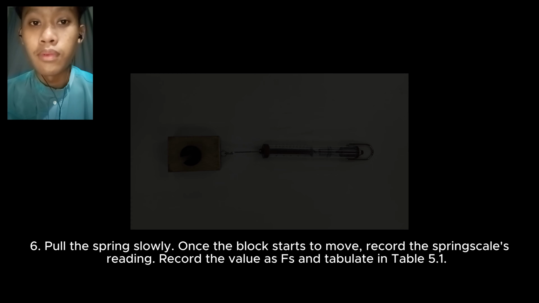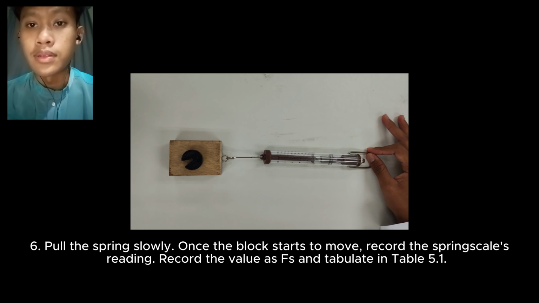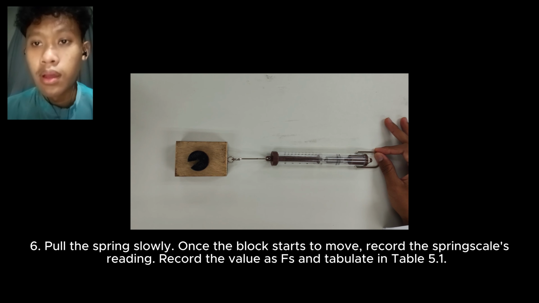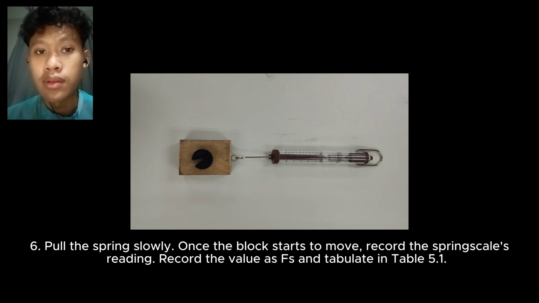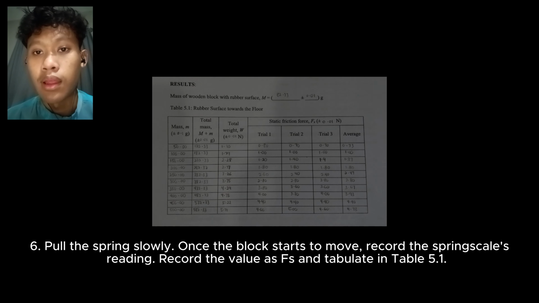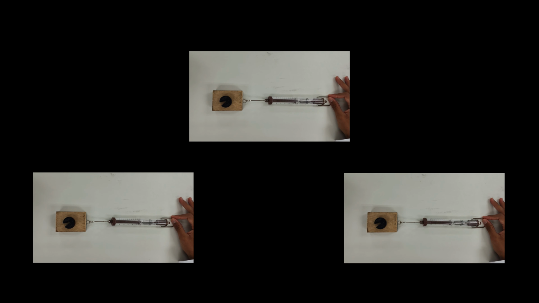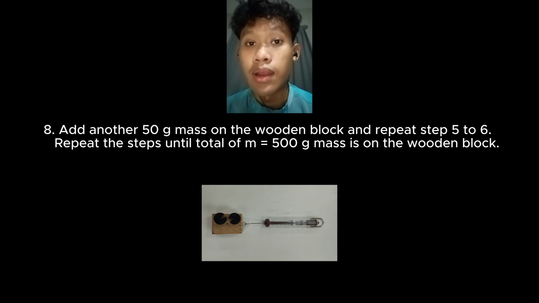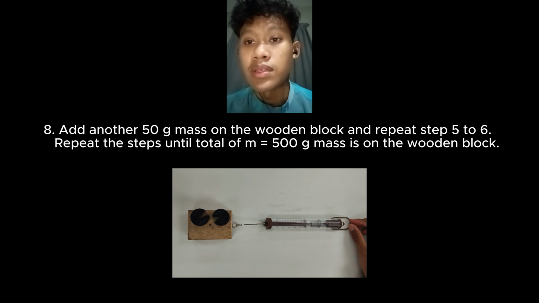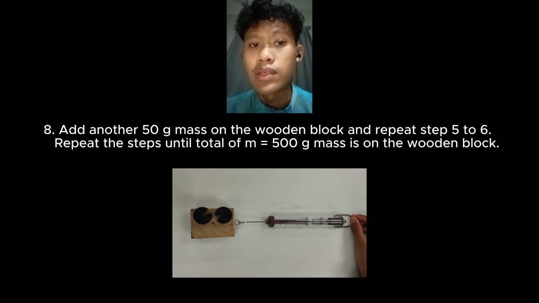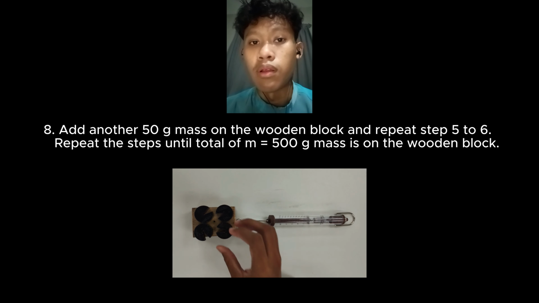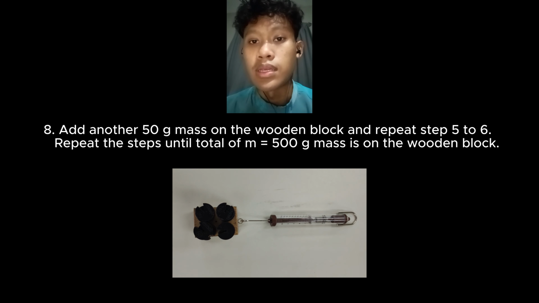Number 6, pull the spring scale slowly until the block starts to move. Record the spring scale reading as F and tabulate it in table 5.1. And number 7, repeat steps 4 to 5 for 3 trials. Add another 50 gram mass on the wooden block and repeat steps 5 to 6. Repeat until the total m equals 500 gram mass on the wooden block.